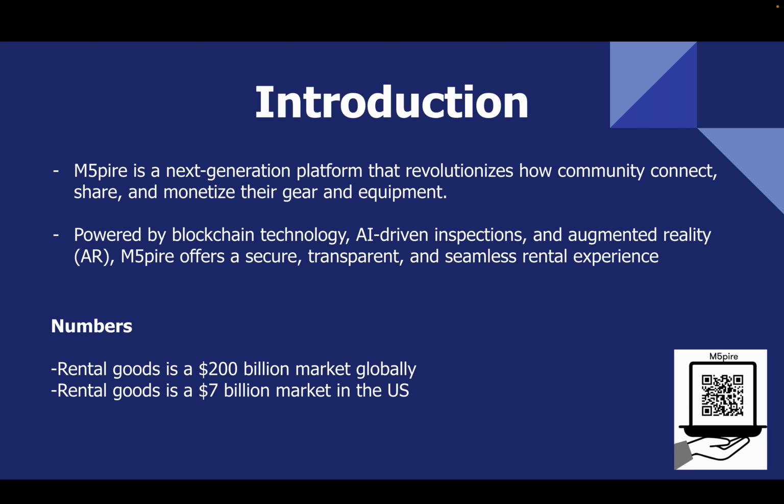So, M5pire is a next generation platform that revolutionizes how communities connect, share, and monetize their gear and equipment. It's a peer-to-peer equipment rental business that allows owners to rent out their unused equipment and renters to rent that equipment at a lower rate compared to other local rental shops. The global rental goods market is $200 billion, and in the US it is a $7 billion market. Right now, we are only going to be focusing on the Utah market.